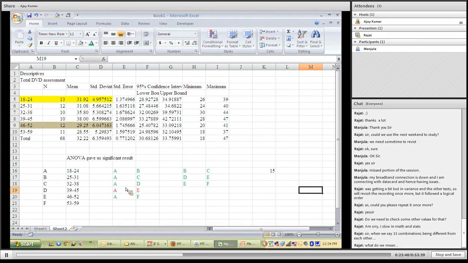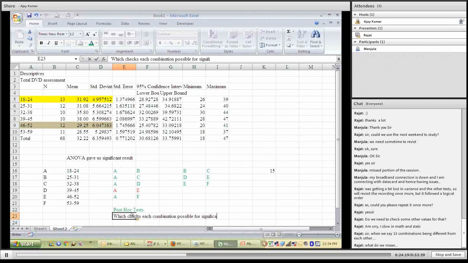So this combination has to be found out, and for that we have in statistics something called post hoc tests, right? Post hoc tests. Post hoc tests are what? They are the tests which check each possible combination for significant difference, right? This is something that a post hoc test does.